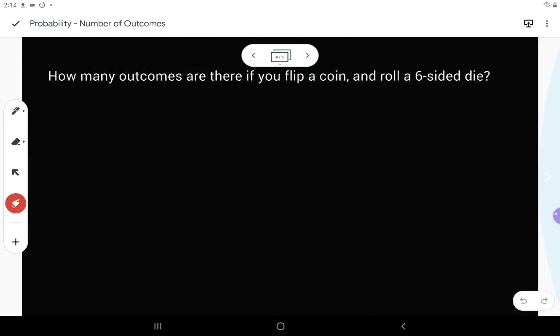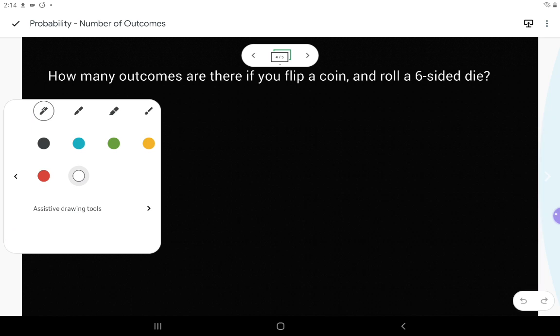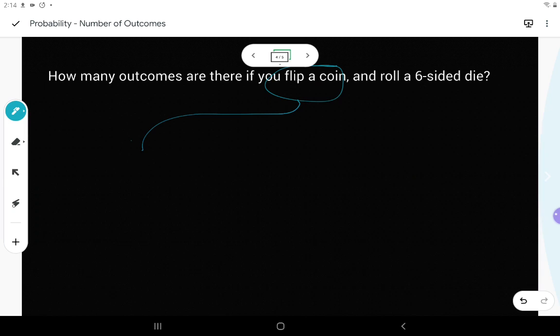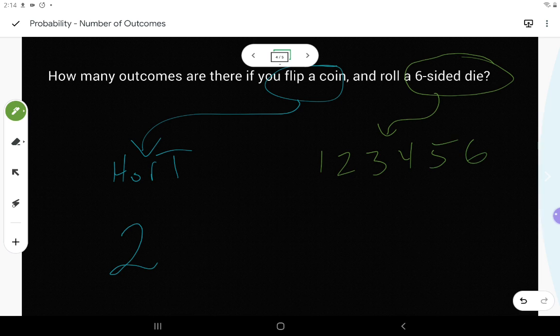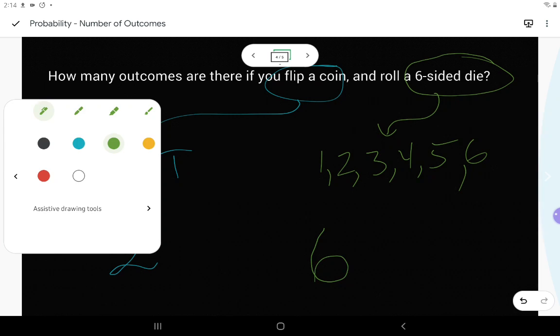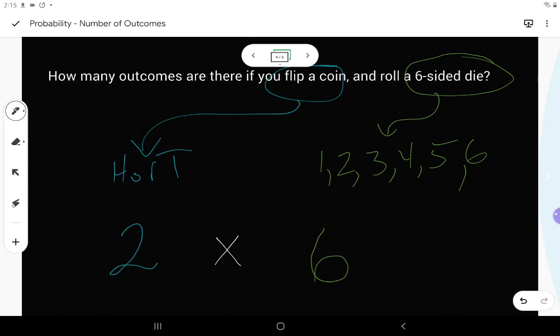So how many outcomes are there if you flip a coin and roll a 6-sided die? Okay, so let's look at each of these things separately. If I was to flip a coin, unless you've got a very strange coin, you can get heads or tails. So that means I've got 2 possible outcomes. If I roll a 6-sided die, that's telling me my possible outcomes are 1, 2, 3, 4, 5, and 6. So I have 6 possible things I could get. So I have 6 total outcomes on my die. 2 outcomes multiplied by 6 outcomes gives me 12 total outcomes, okay?